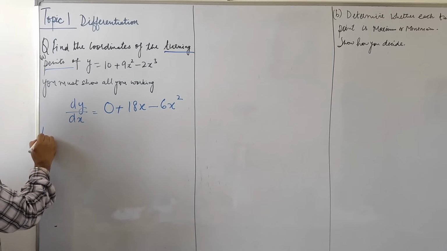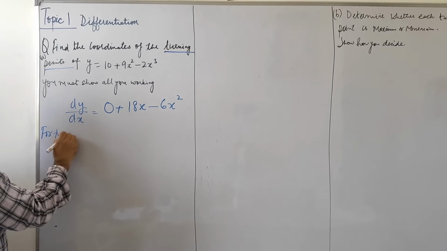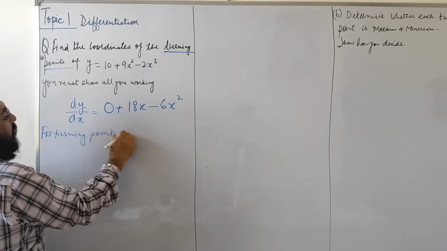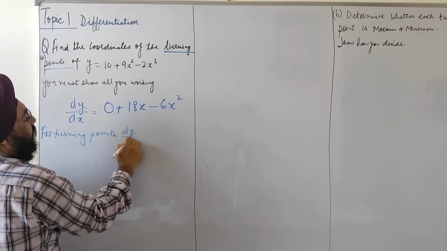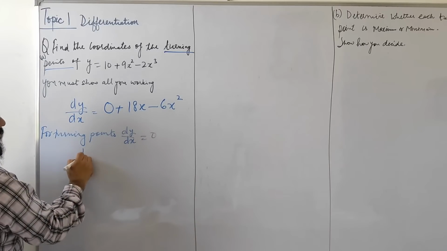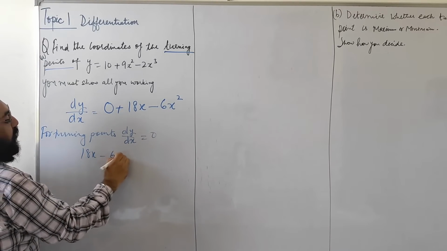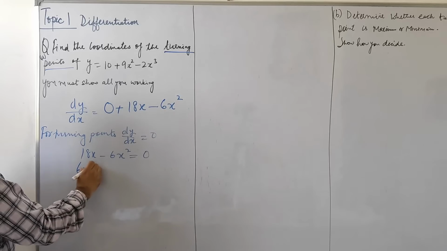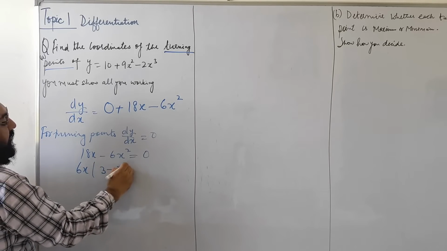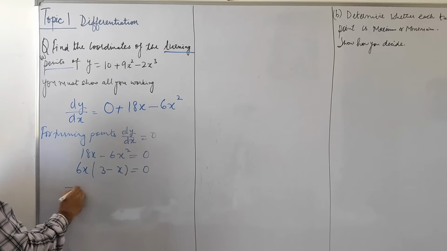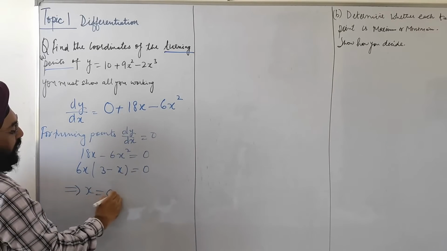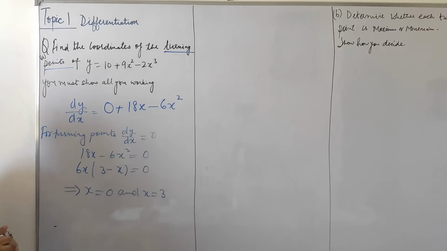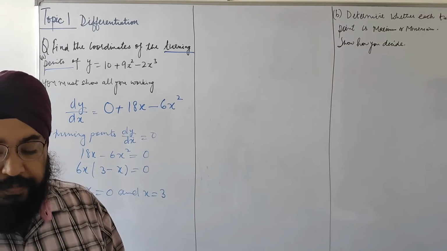Now for turning point, we will be setting dy by dx is equal to 0. So we get 18x minus 6x square to be equal to 0. Now 6x is common. We get 6x times 3 minus x is equal to 0. That implies we get x is equal to 0 and x is equal to 3. Now we will be finding the values of y.